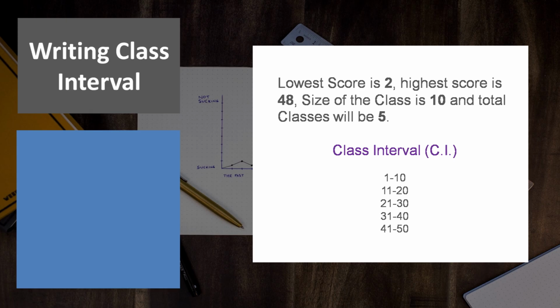So here 5 classes are there, and as the lowest score is 2, we can start from 1. 1 to 10 is the first class interval, 11 to 20 is the second, 21 to 30 is the third, 31 to 40 is the fourth, and 41 to 50 is the fifth. Accordingly, our lowest score will come in the first class interval, and the highest score, 48, will come in the last class interval. I have arranged it in ascending order. You can also make it in descending order.